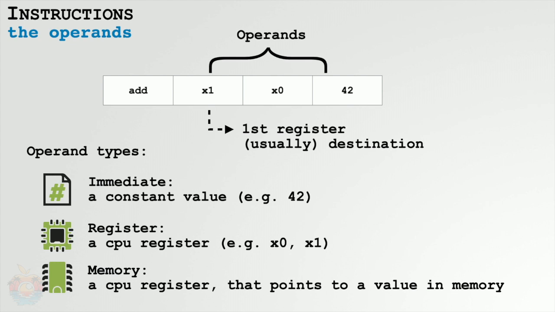First up, we have the immediate operand, which is simply a constant, something like 42. A register operand is simply one of the registers we mentioned, for example, X1, X0. And then finally, you can also have a memory operand, which is a register value that points to a memory location. So it's really just a pointer. One thing to note, almost always the first operand is the destination register. So for example, in this instruction, we can see there's an addition being performed. The result of the addition is going to be stored in X1. So it's going to take 42, add it to X0, and then store it in X1. So you can kind of read it from right to left.